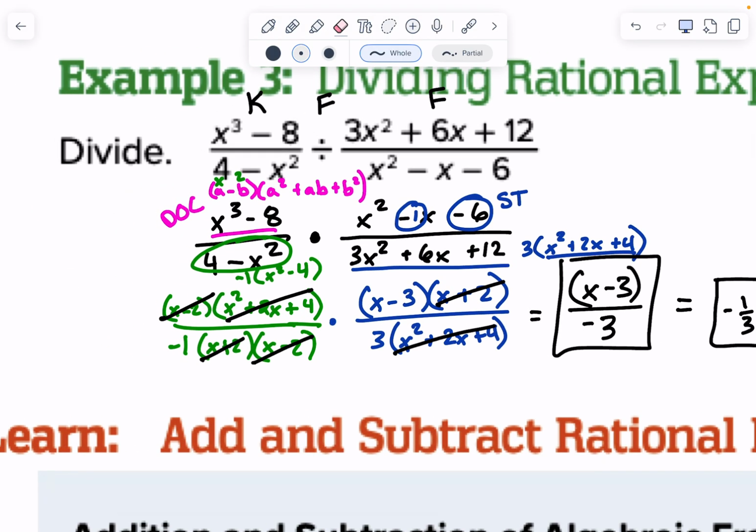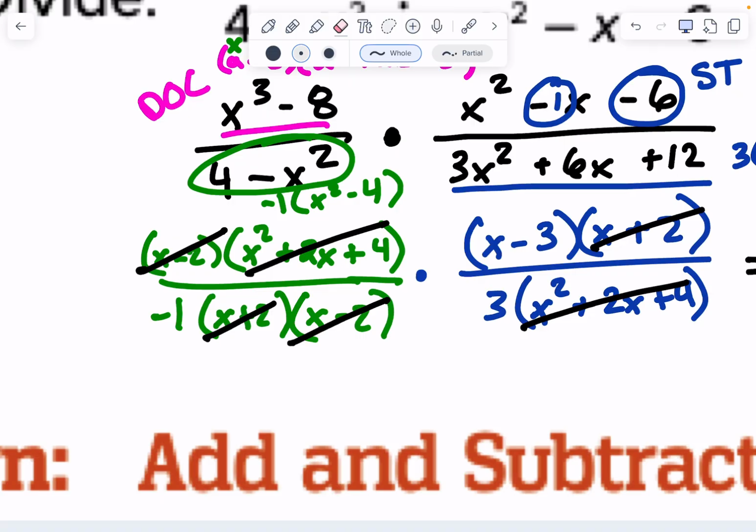Oh, good question. Trevin just asked, what are we allowed to cancel, what are we not? Just say name. If one is in the numerator, one is in the denominator, right? So it can be here and here, numerator, denominator. It can be here and here, numerator, denominator. It can be here and here, just as long as it's not here and here.